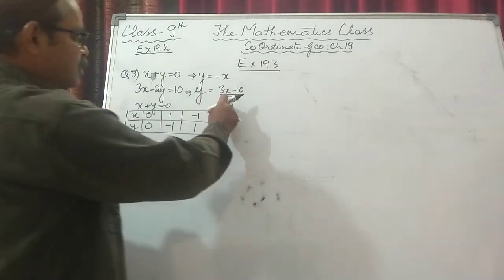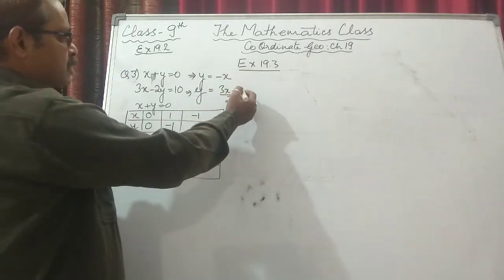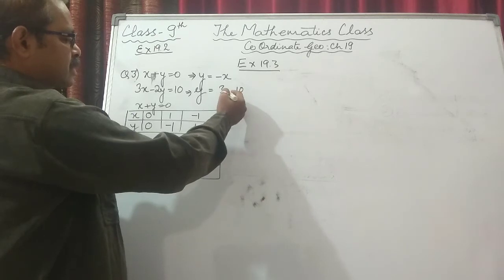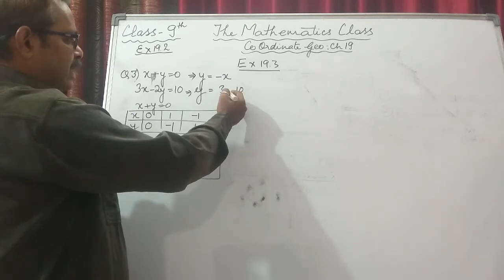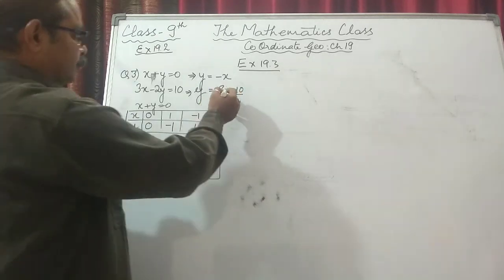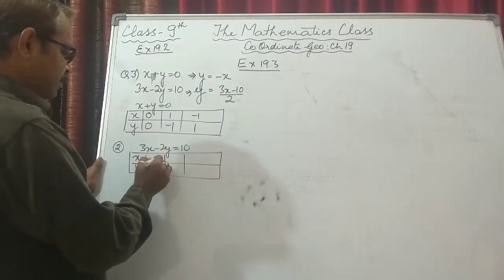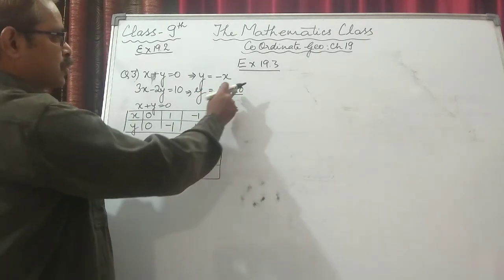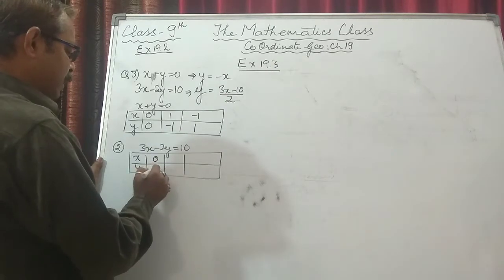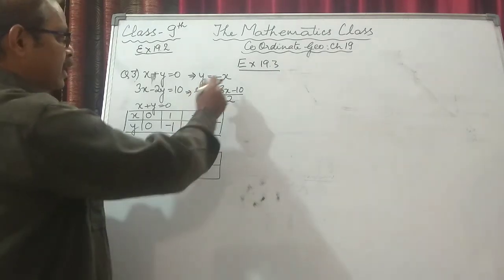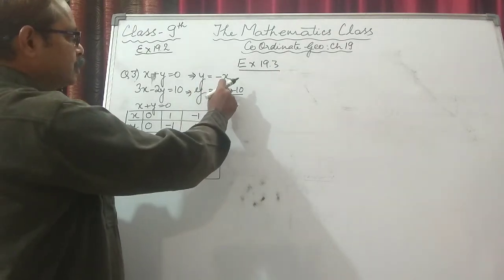Now in the second one, let us take x is equal to 0. If I take x equal to 0, it will be minus 10 upon 2, that becomes minus 5. Now I will take 2.